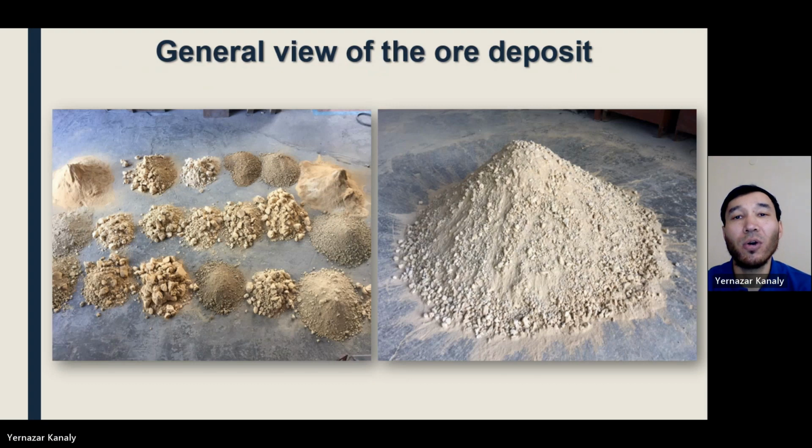General view of the ore deposits. The gold-bearing ore of the Belsu deposit has been investigated. The technological sample is represented by two types of ores in terms of physical structure: destructured leaching crust and quartz containing strong pieces of ore, the amount of which is much less by weight.